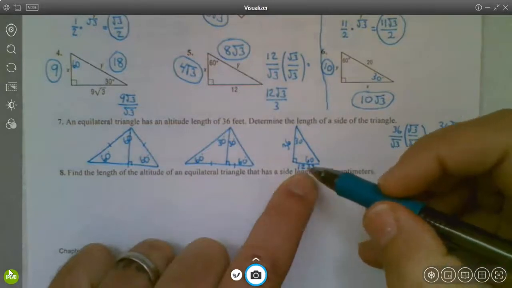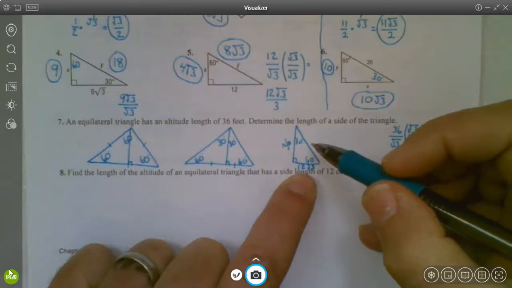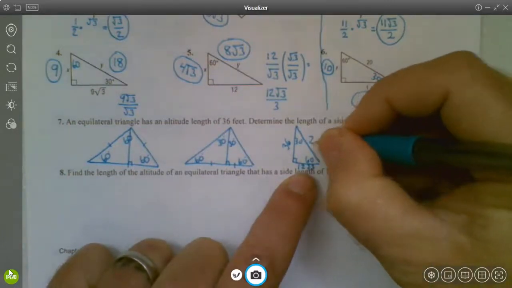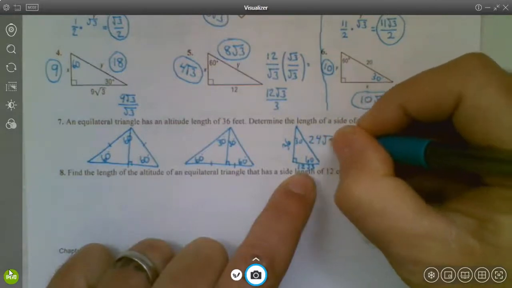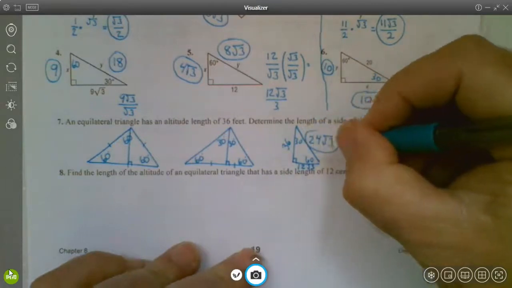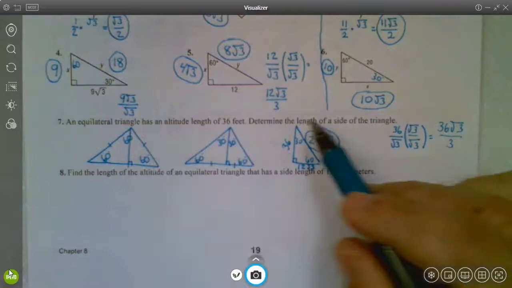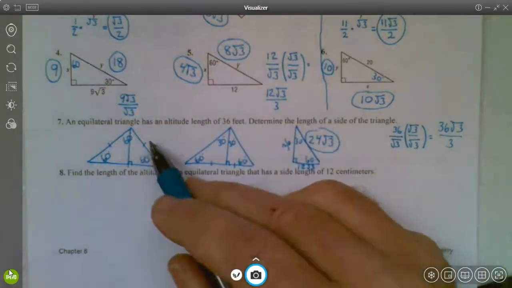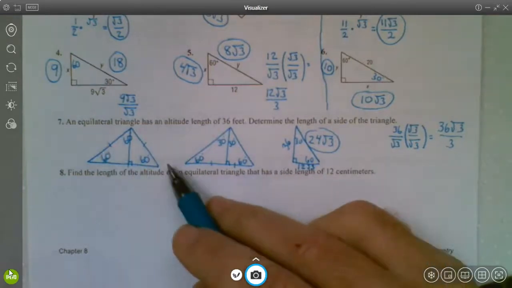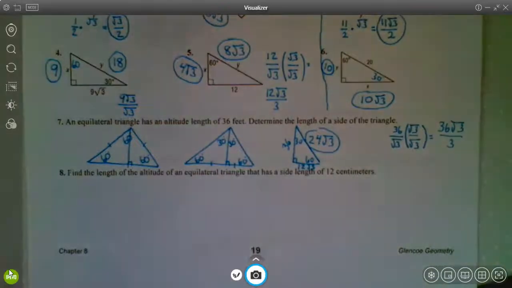How do we go from short leg to hypotenuse? We know the rule is to multiply by 2. So if I did 12 root 3 times 2, it simply becomes 24 root 3. And because all three sides of this are equal, I know they are all 24 root 3. So he's 24 root 3, he's 24 root 3, and this entire length down here is 24 root 3. Right? So that's what they were looking for on this one.